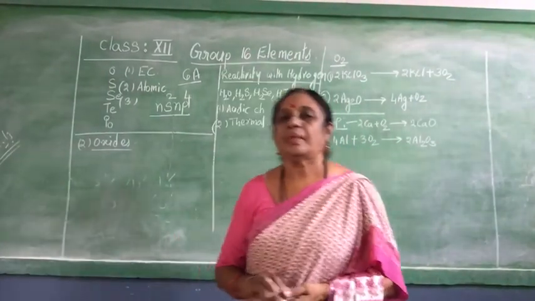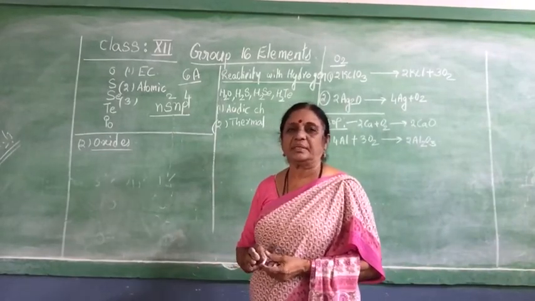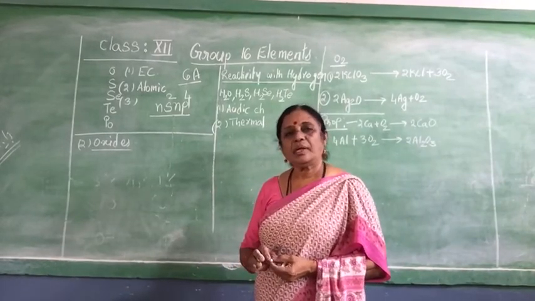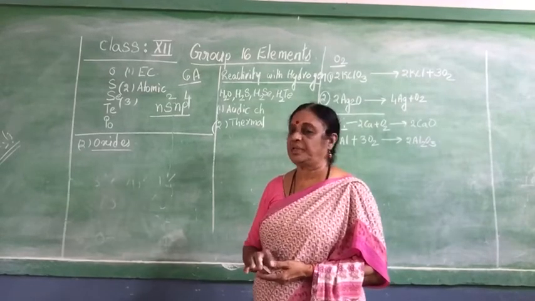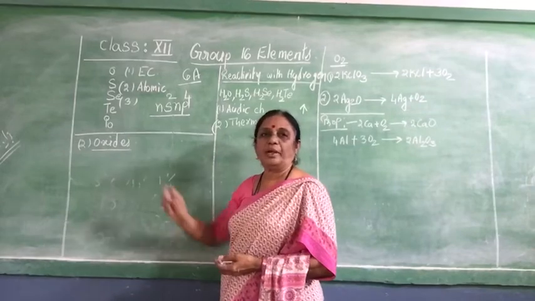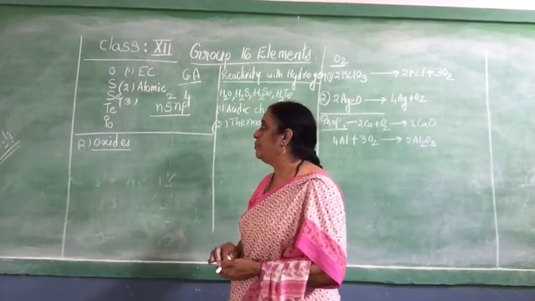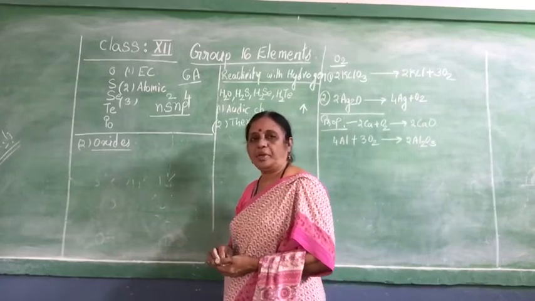Today we do group 16 elements, or the 16th group. Now, what are the elements which are present in group 16? Oxygen, sulfur, selenium, tellurium, and polonium.